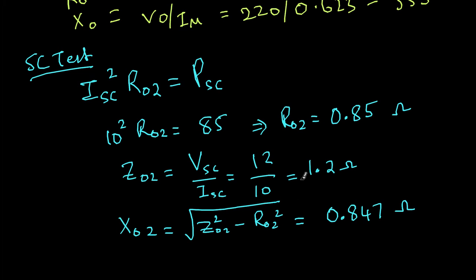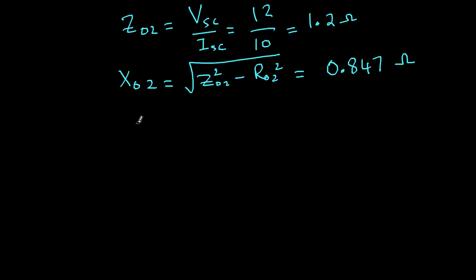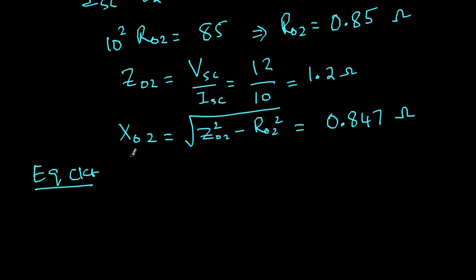Thus I have all the four parameters. So let's represent it in the equivalent circuit. Before I represent the equivalent circuit, I have to refer everything to the primary side. So let's do that. What is K? K is nothing but E2 by E1 or V2 by V1.